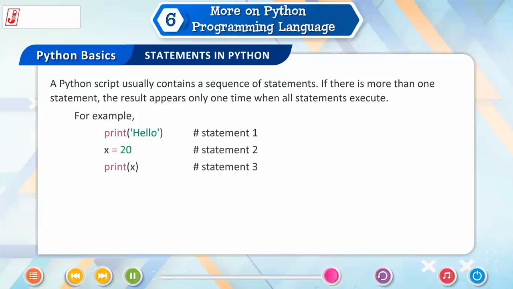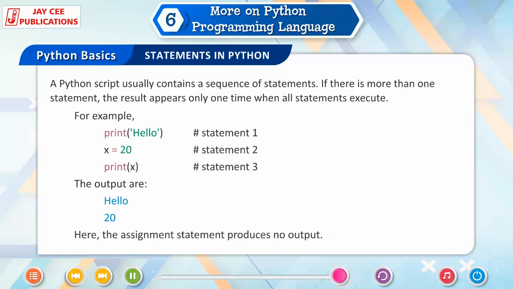For example, print('hello'), hash, statement 1. x = 20, hash, statement 2. print(x), hash, statement 3. The output is hello, 20. Here the assignment statement produces no output.